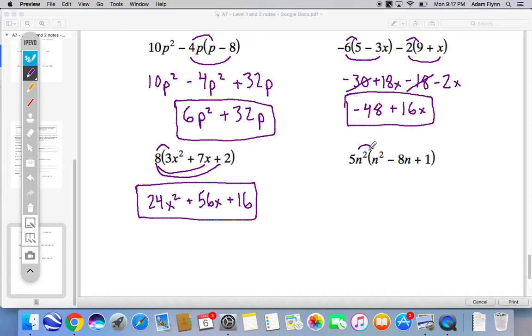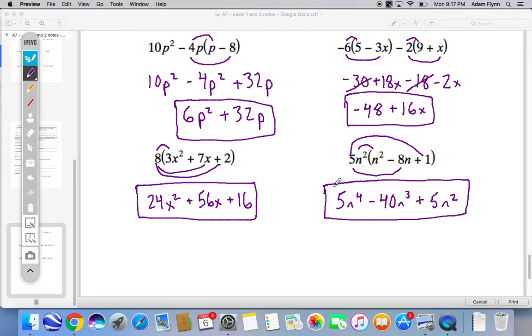All right, last one. I'll draw all my lines again. So I have 5n squared times n squared. I know that is 5n to the fourth. I have 5n squared times negative 8n, which I know is negative 40n cubed. And I have 5n squared times positive 1, so I have a plus 5n squared. Taking a look at all my exponents here, I have an n to the fourth, an n cubed, and an n squared. No like terms, so I'm left with this quartic trinomial.